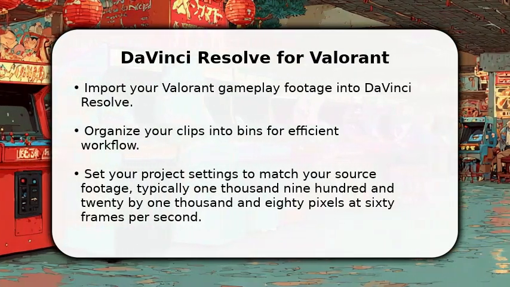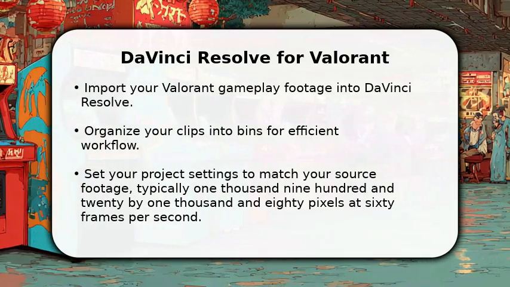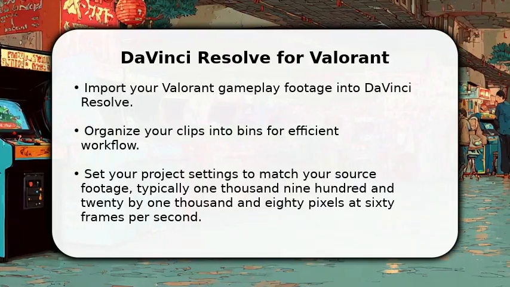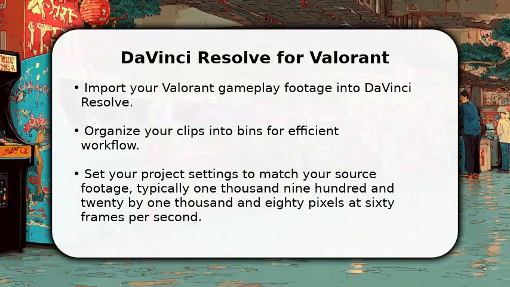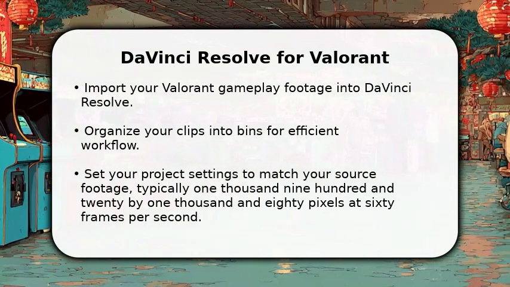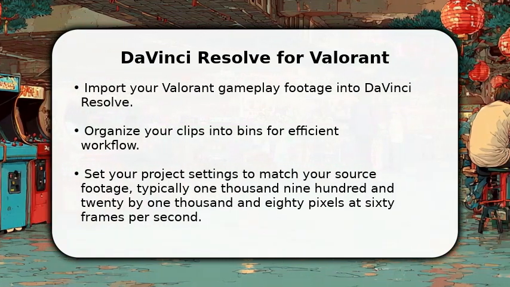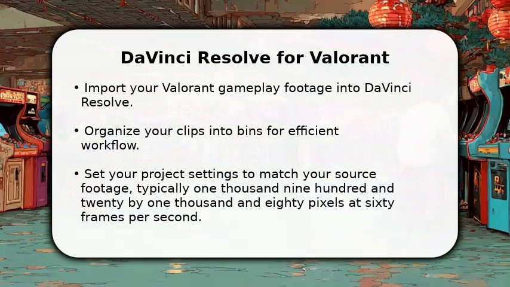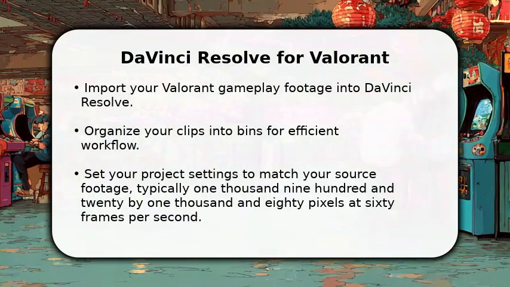It's crucial to organize your clips into separate bins, perhaps by match or highlight type, for a streamlined editing process. Ensure your project settings, like resolution and frame rate, match your source material, commonly 1920 by 1080 pixels at 60 frames per second, to maintain optimal quality throughout your edit.